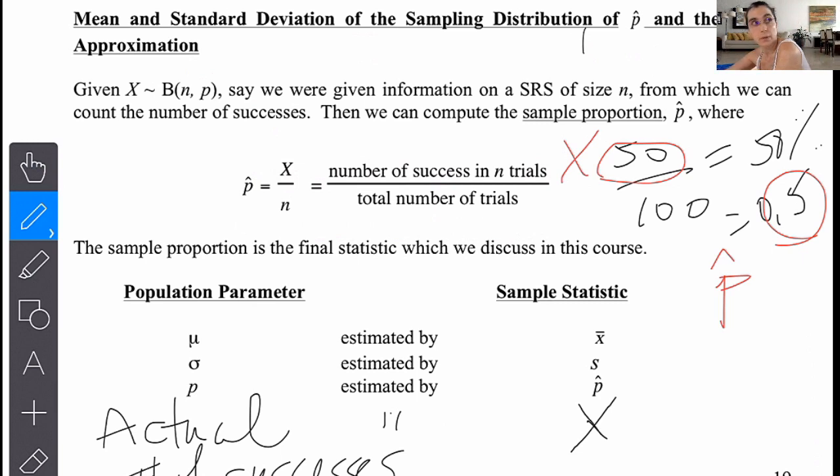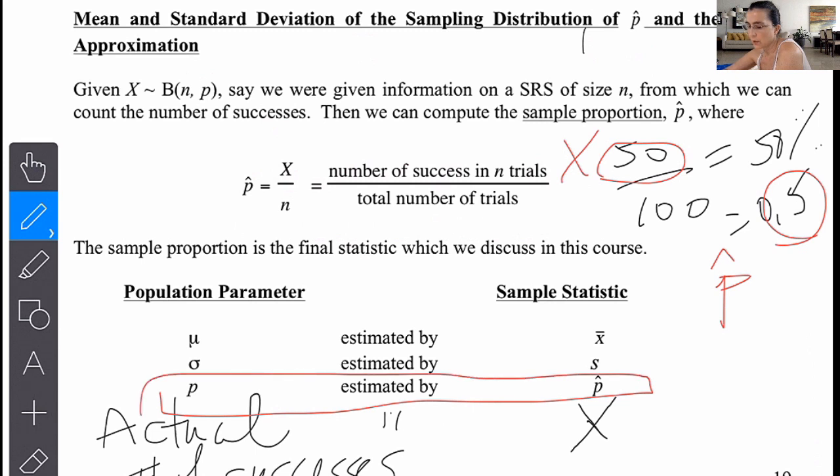So this is the one I just talked about. P is the actual population proportion, and I'm going to estimate it by p hat, the sample proportion.